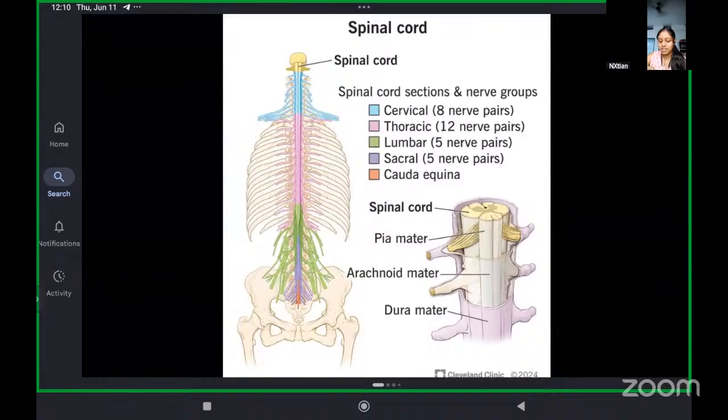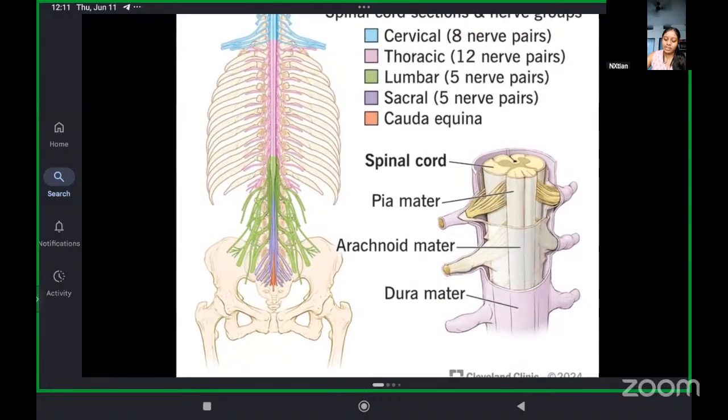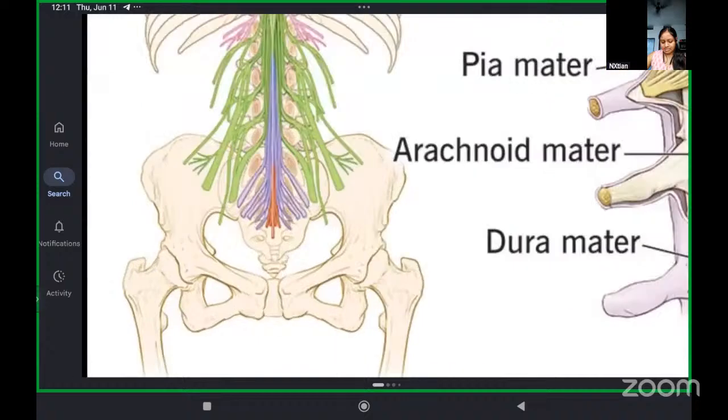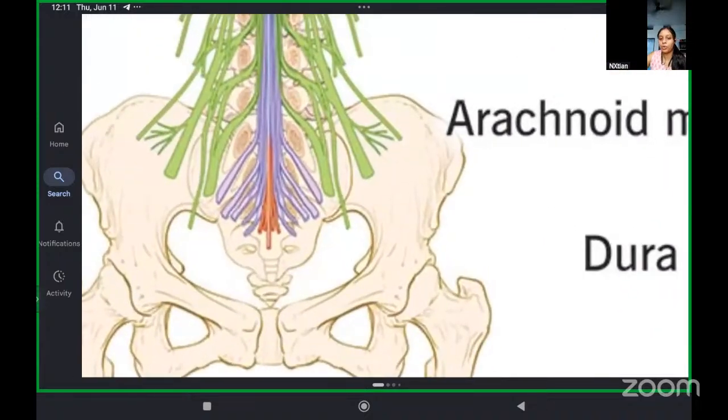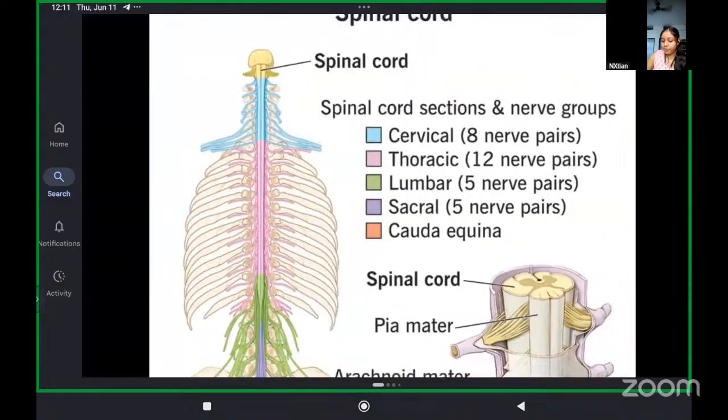Now, it is divided into various parts. The neck region, I taught you this when I was teaching you about the vertebral column, I think in the third chapter. The 8 nerve pairs in the neck region are known as cervical. Then beneath that, the pink part that you can see, 12 nerve pairs are there, thoracic. Then the green is lumbar, sacral, and cauda equina, the orange one. Basically the orange one is the tailbone, which is the ending of the spinal cord, and the bone present there is known as the tailbone that protects it. And the neck region is the cervical.